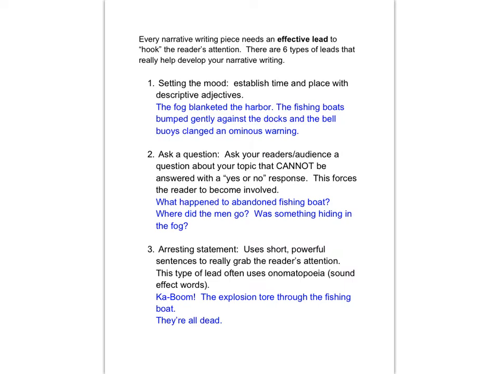So here's my setting the mood. The fog blanketed the harbor. The fishing boats bumped gently against the docks, and the bell buoys clanged an ominous warning. So in this setting the mood lead, what I'm trying to do is paint that picture of what it looks like, what you hear, and maybe give you a little bit of sense that there's some danger coming up.